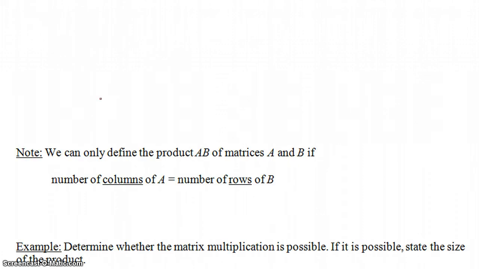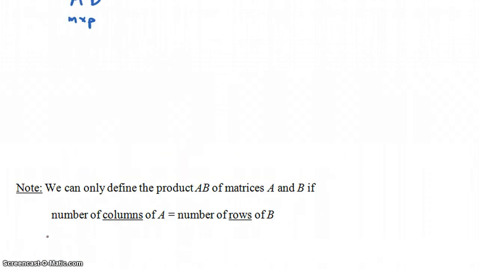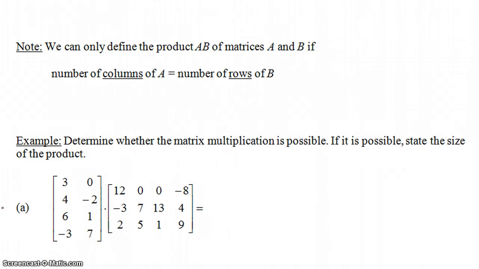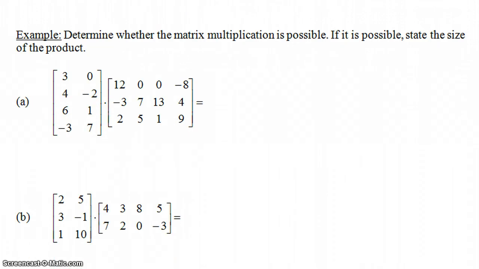Let's look at some examples. Oh, before we do the examples, read this note. We can only define the product, A times B, of matrices A and B if the number of columns of A is equal to the number of rows of B. Okay, let's look at some examples.